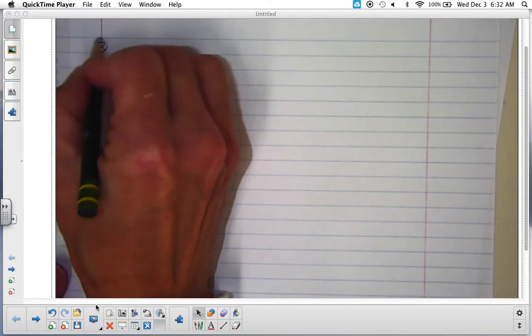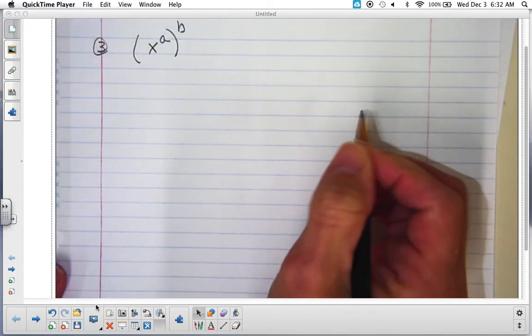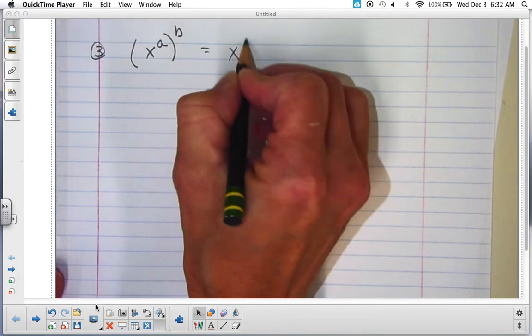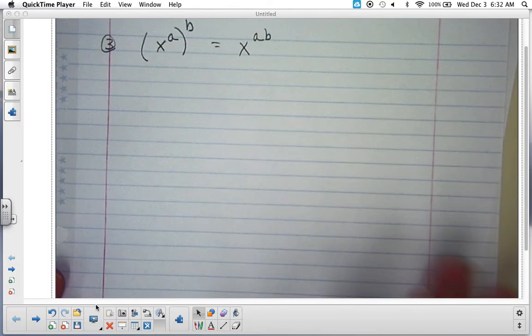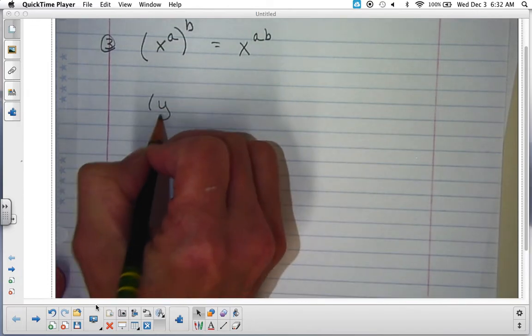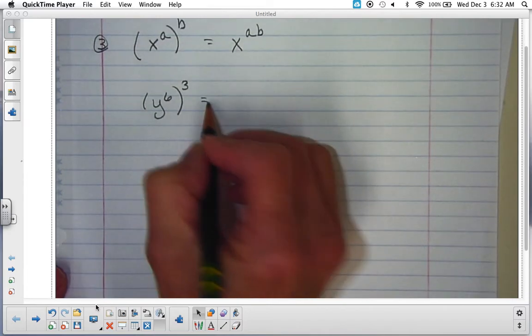Okay, number 3. Number 3 is a power to a power. When you have x to the a raised to the b, you multiply those, x to the ab. So an example of this would be like y to the 6th cubed. My answer is going to be y to the 18.